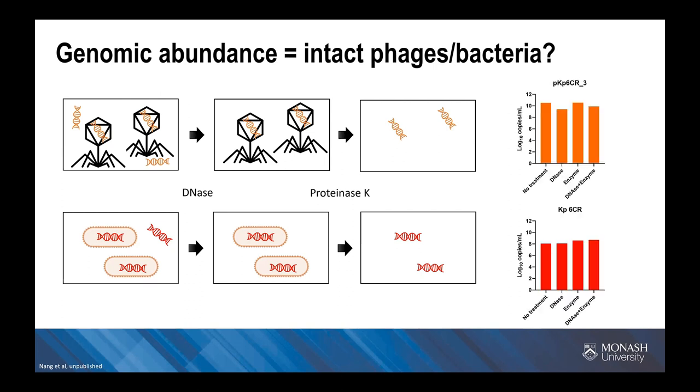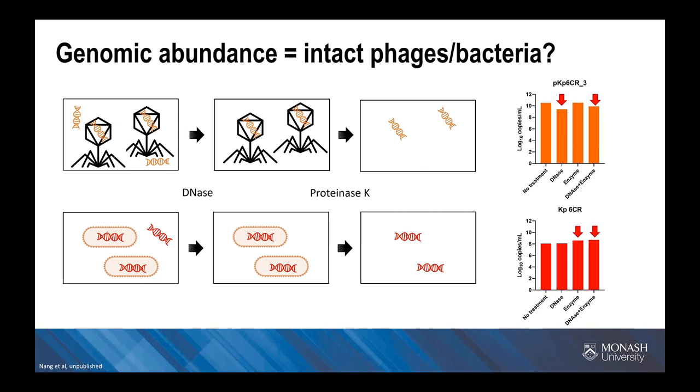And what we did here is that we treated the phages and bacteria with either DNase, proteinase K, or a combination of both. After the treatment, we did a dPCR run and found that the abundance of genome copy number was lower following DNase treatment for the phage sample. So this shows that there was free-floating DNA in the phage sample and it will need to be removed so that we do not over-quantify the number of phage particles.